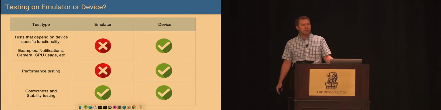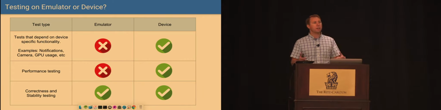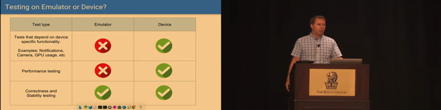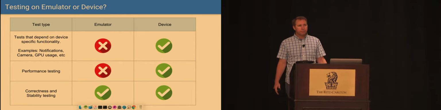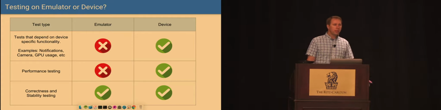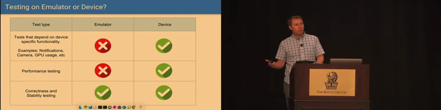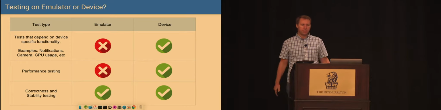If you have a device-specific application or SDKs that depend on hardware pieces of the device, like the camera, heavy GPU use, or let's say notifications, then you probably want to run those tests on devices. For simple correctness tests and maybe stability tests, like tests for crashes, you probably don't care. You can test them on devices if you have a lot of devices in your lab, or on an emulator. And for performance testing, don't run them on an emulator. Always test them on a device.